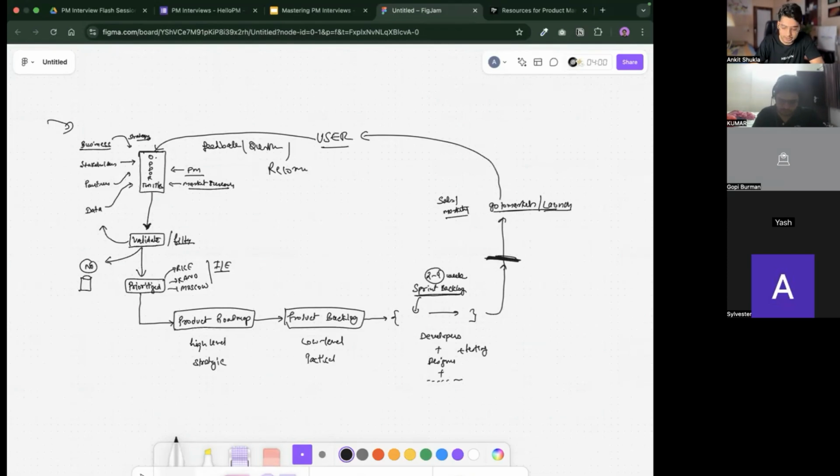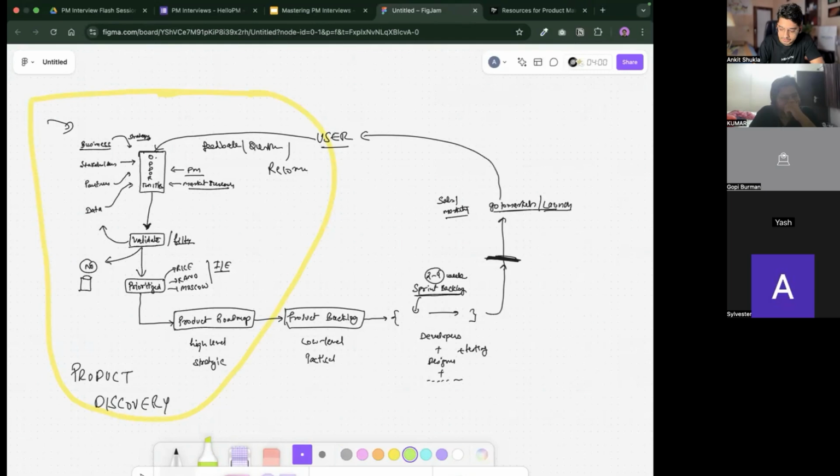Okay, so this is a quick 101 on product management. Okay, this particular part is called as product discovery. You understand the business, you understand the customers, you understand the market, you understand the data in order to create a roadmap that this is what we need to do in order to identify the right ideas and opportunities.